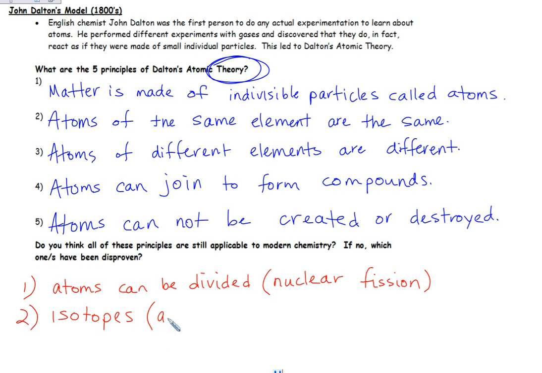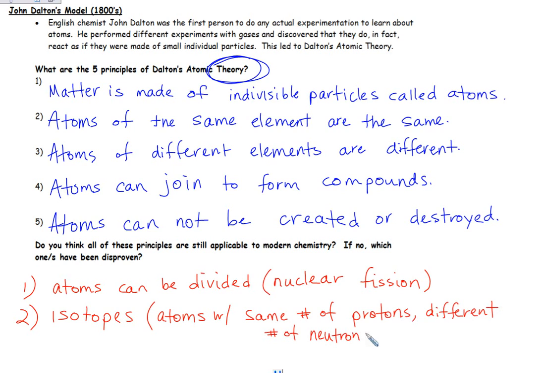Isotopes are atoms with the same number of protons, but different numbers of neutrons. And again, if you think back to the last time you studied atomic structure, the number of neutrons affects the mass.